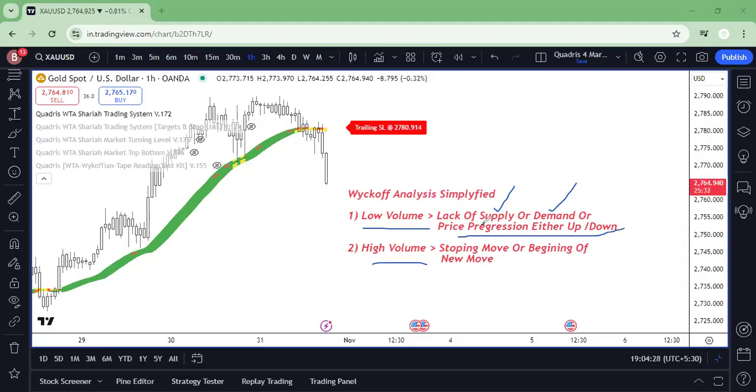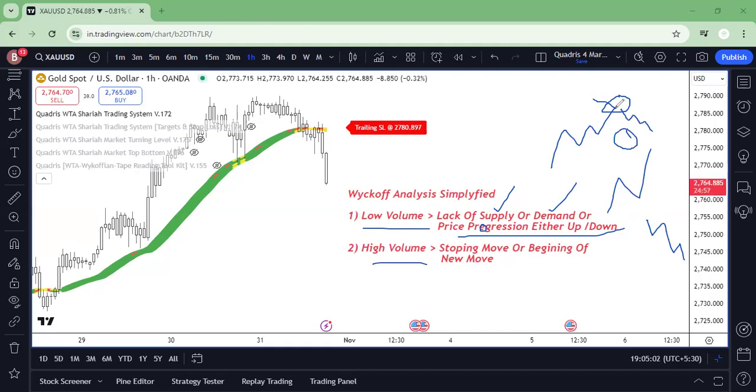Sorry for my spelling mistake, I think it is an autofill kind of thing. So, lack of supply or demand, or price progression either upwards or downwards. Sometimes if price is going upward and we see a lack of demand over here, it would mean demand is getting weaker, and what we are about to see is price start falling. This is the first interpretation.